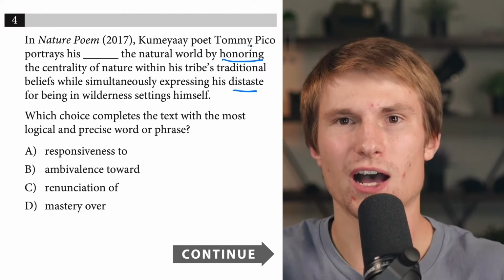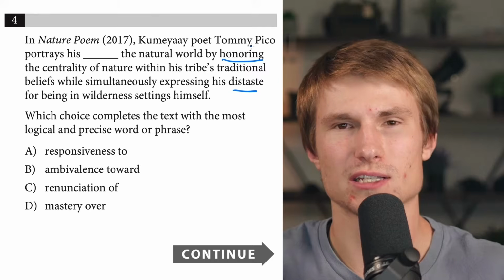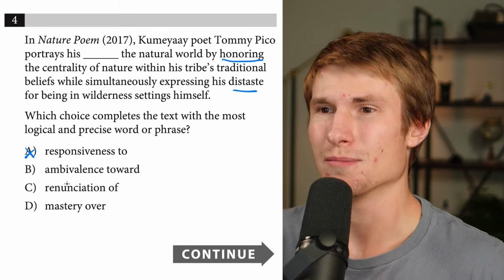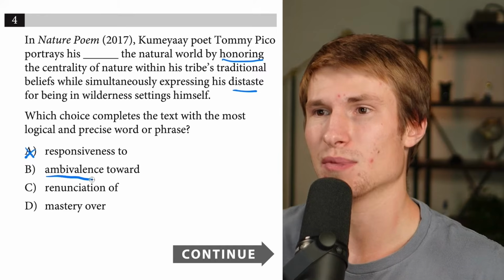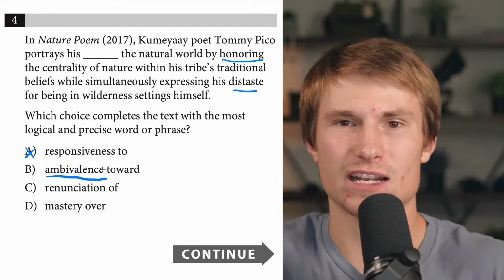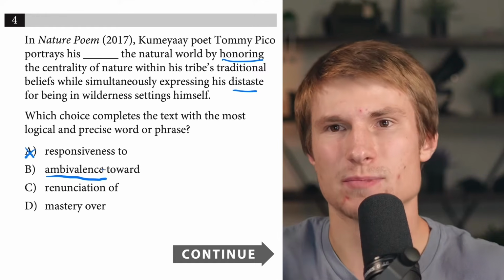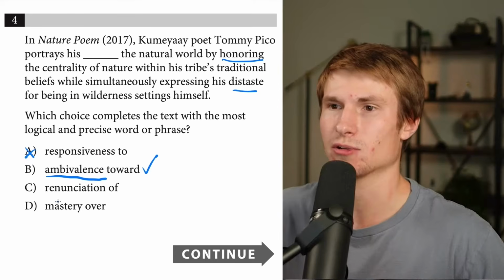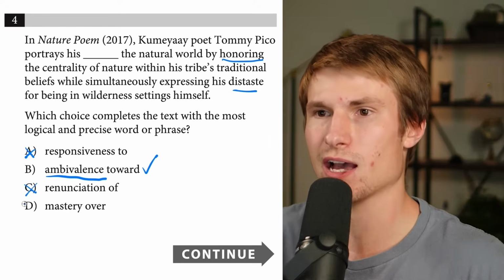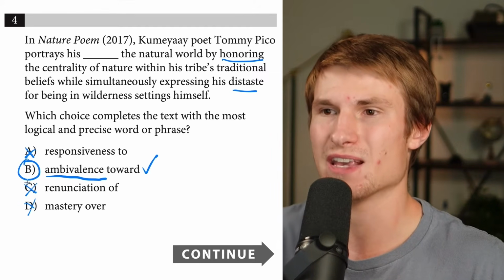So he both honors nature, but he also has a distaste for the settings he's in. So option A, responsiveness to the natural world, no. B, ambivalence toward, that would make sense. Okay, ambivalence is kind of a neutral feeling, right? You have a positive side and a negative aspect. Okay, so positive and negative aspects, which we do see in this. So that looks very strong. We look at C, renunciation of, he's not rejecting it at all or anything like that. He doesn't have any mastery over it. So it'd have to be B, ambivalence toward.